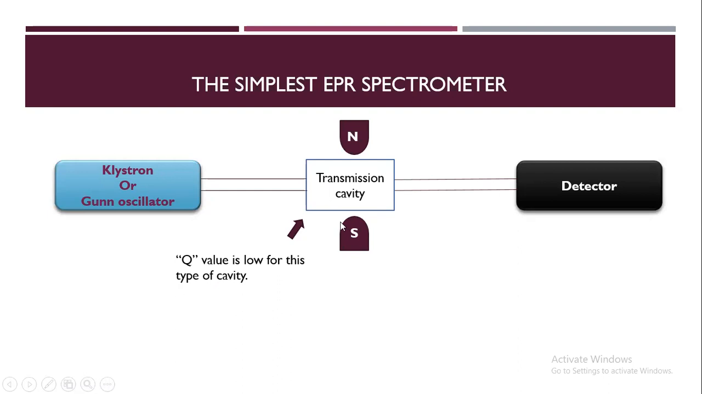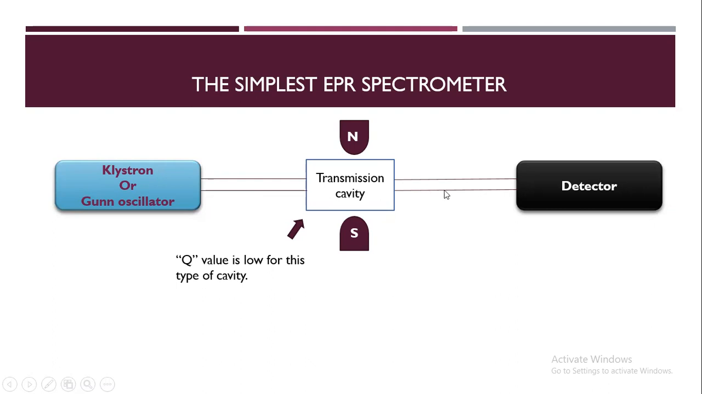Now this is the very simple spectrometer schematic diagram. This is a klystron, or the gun oscillator. This is our transmission cavity. We have put the north pole and south pole through which we will put the external magnetic field, and we have a detector. But if we are taking a transmission cavity, the quality factor, or the quality value, is very low. Why? Because it's getting the microwave radiation inside this, the standing waves will create.